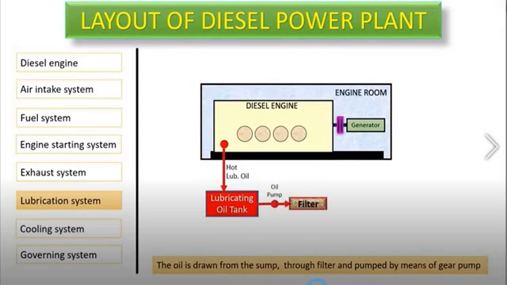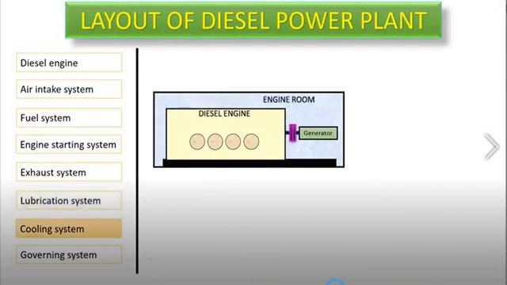So again here you can see hot lube oil is drawn from the engine sump, and it is filtered and pumped by means of the gear pump. Again it is cooled in the oil cooler and recycled back to the diesel engine. Here the hot oil is taken out, filtered and cooled also. So this is how the lubrication system works.